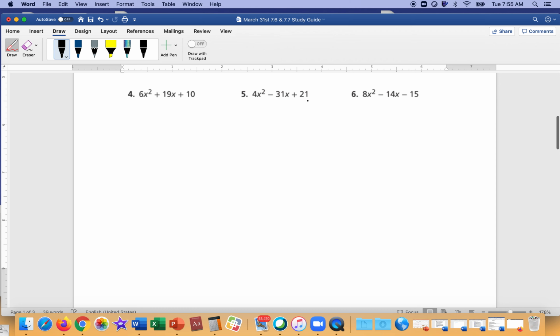Okay, this term, this term, this term, they don't have anything in common, so I'm going to look for a combo that multiplies to a times c that adds to b. So let's think about this. Is there a combo that multiplies to 4 times 21 that adds to b? So what multiplies to a times c? 4 times 21, which is 84, that adds to negative 31.